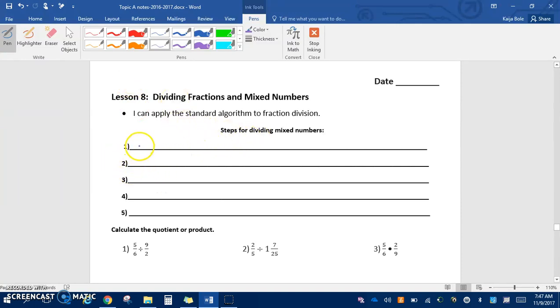The first and most important thing, same thing for multiplying, is that you need to change mixed numbers to improper fractions. So that's your first step. And then the rest of the steps are the same as before. Then you multiply by the reciprocal.